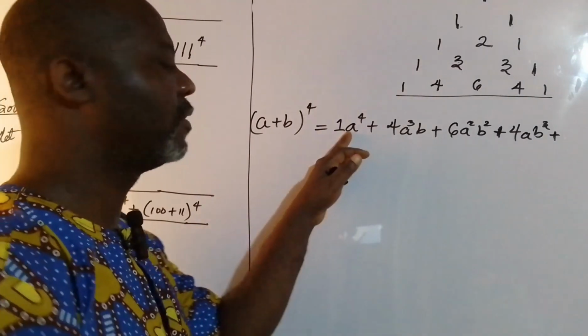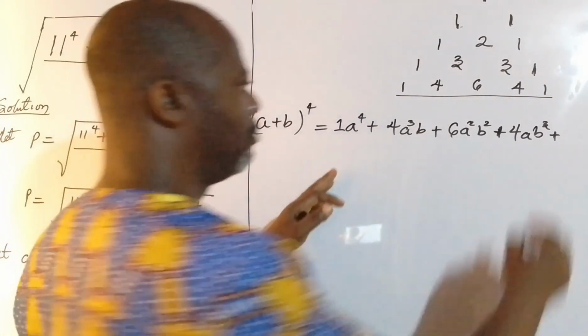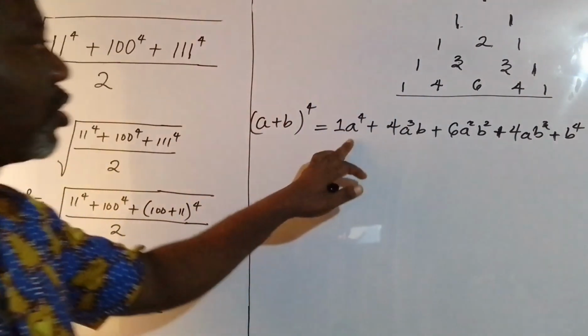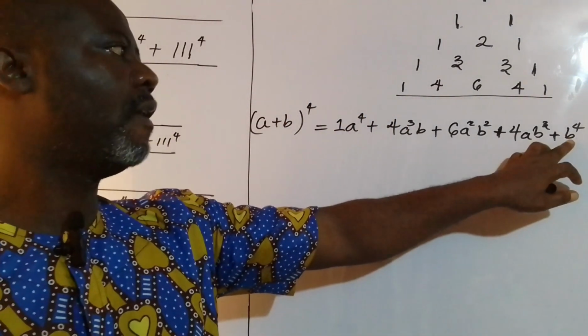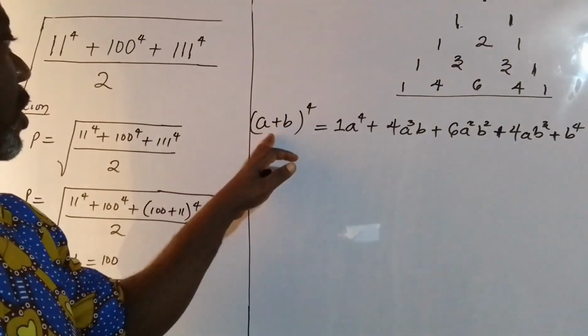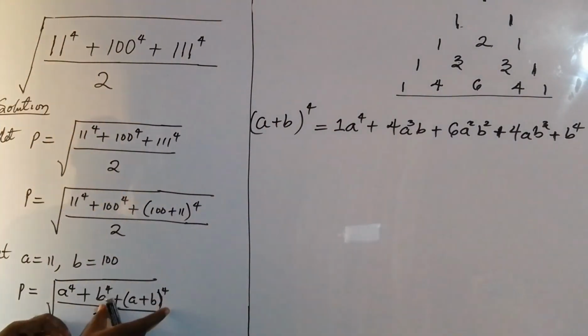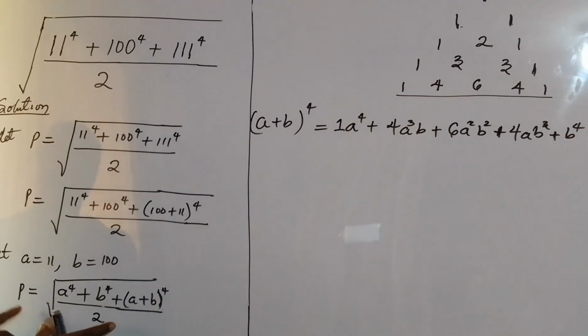The last term will have the power of A to be 0, but that of B is going to be 4. So that is the expansion for this (a + b) to the power of 4. So I'm going to take this now and substitute it into this original equation here.